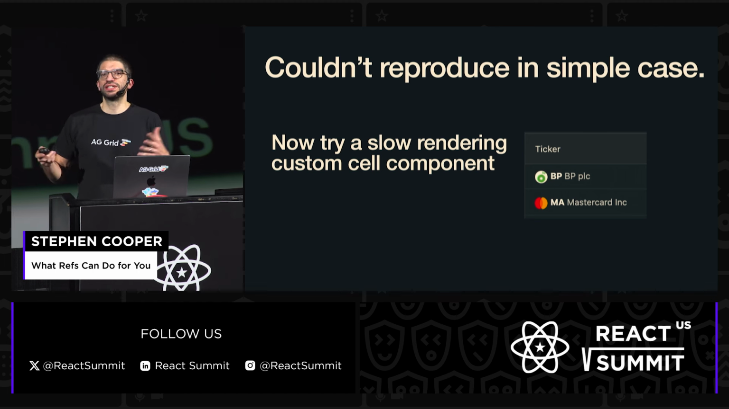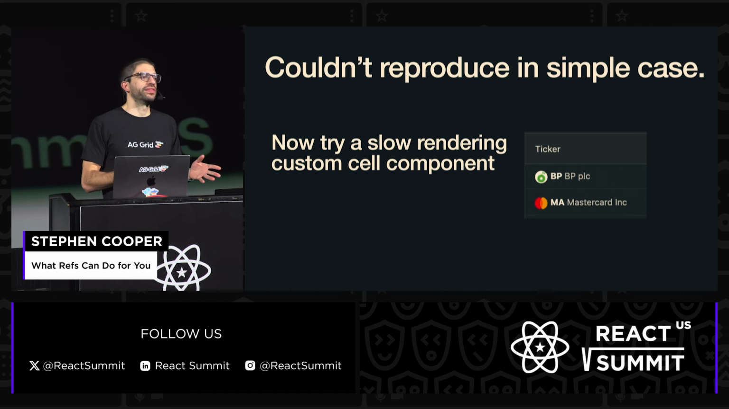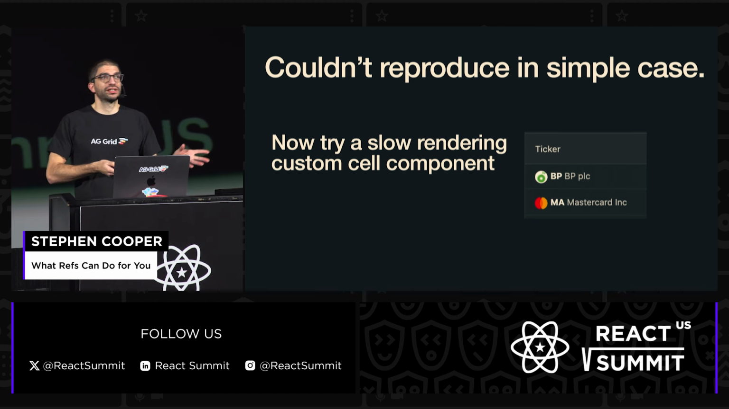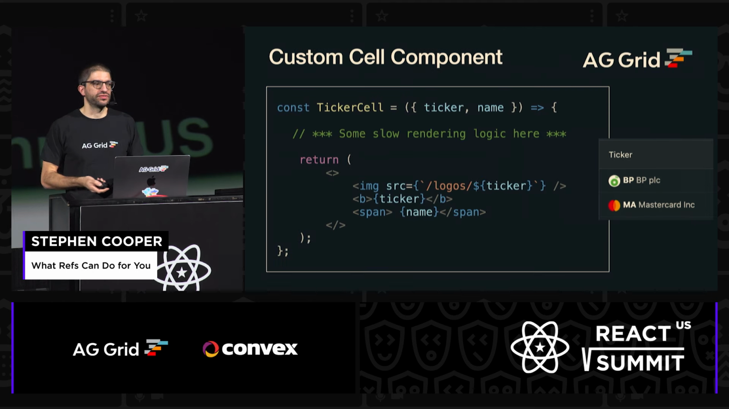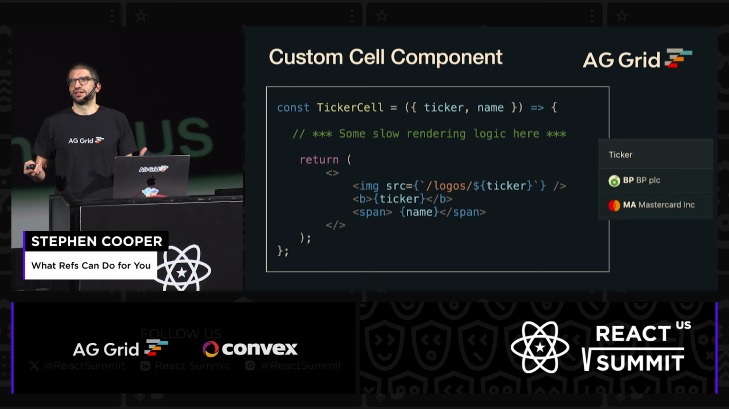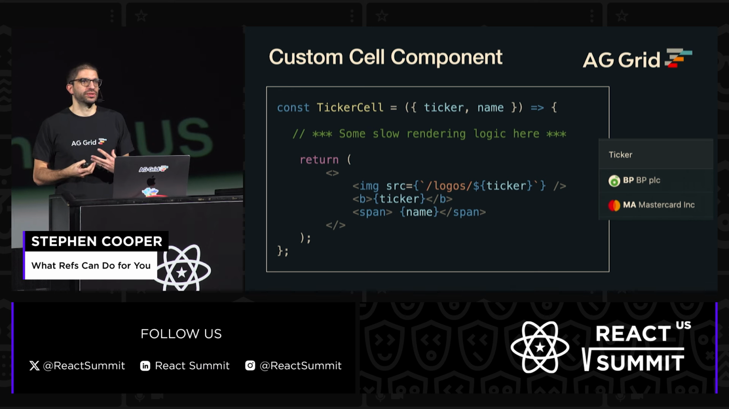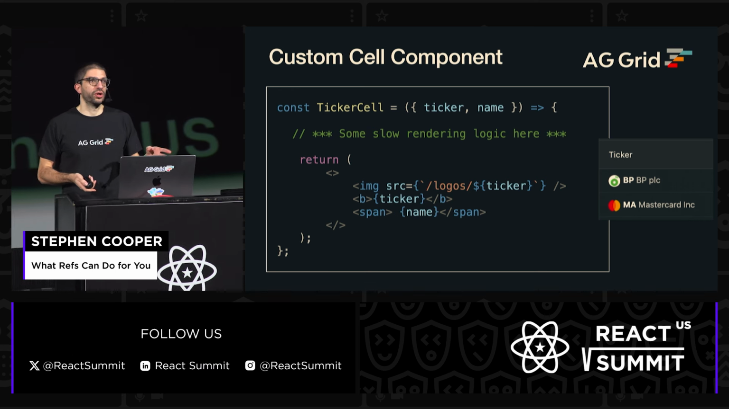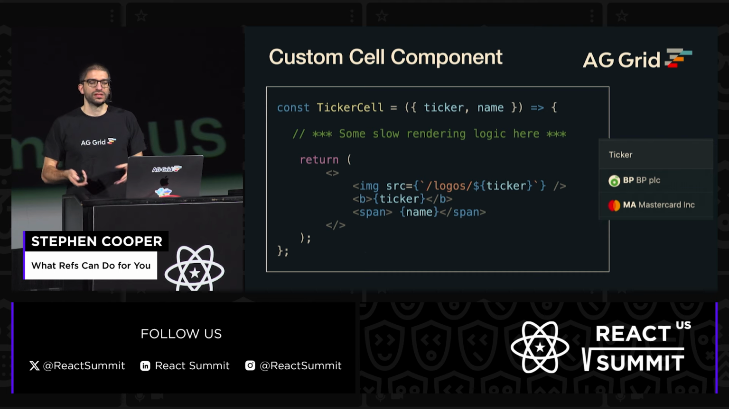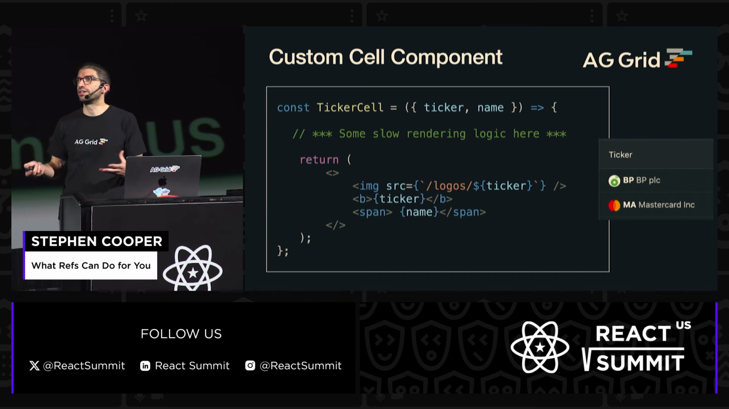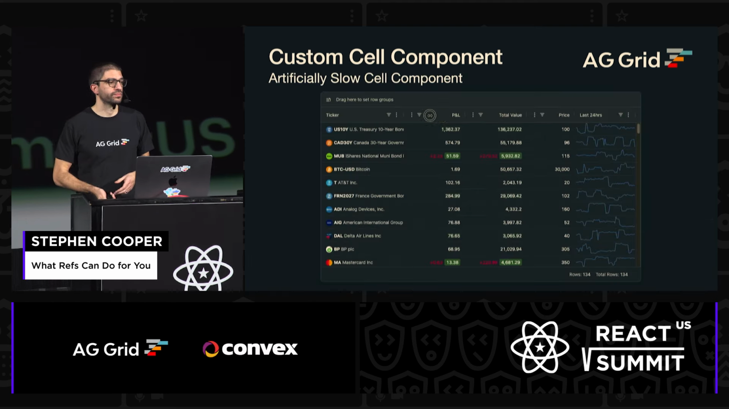Like I said, we didn't really see this performance issue in the simple case. So now we put in a custom cell component, and we make it artificially slow. We'll put some slow logic in there, maybe like a for loop, which does a lot of work before it renders things. These are just an idea of simulating what a user might provide to us, because we're not in control of what the user is going to give us. But we need to make sure the grid still works well in those situations.